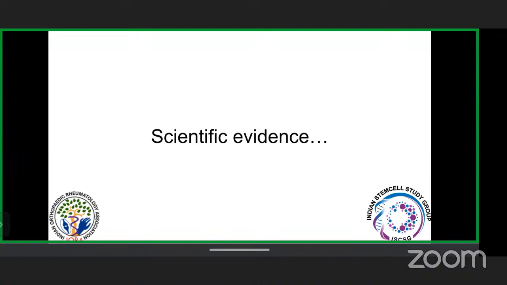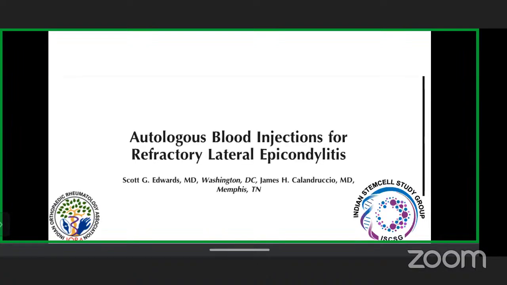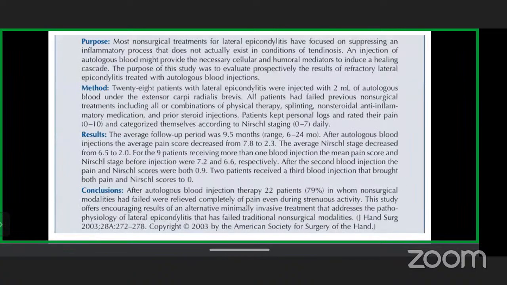Looking into the scientific evidence, the most prominent study I could come across was the use of autologous platelet injections for refractory lateral epicondylitis. Here, they studied about 27 to 30 patients, all previously treated by conservative measures where healing was not adequate. They all underwent treatment where autologous blood was directly injected. The study claimed that in the long term it provided results, and even a better functional outcome compared to conservative therapy.